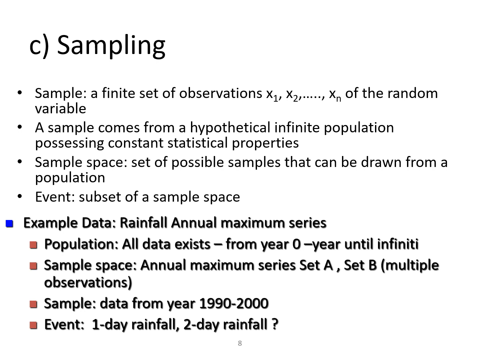rainfall annual maximum series. The population means all the data that exists, let's say from year 0 until year infinity, we don't know until when. That is the population. The sample space is the annual maximum series. We take the annual maximum series from some sample space, from set A, set B. The sample that we took is, for example, from 1990 until 2000, so we have only 10 years of data. That is the sample. An event is, for example, a 1-day rainfall or a 2-day rainfall. Because this is rainfall period, the events may depend on the rainfall period.